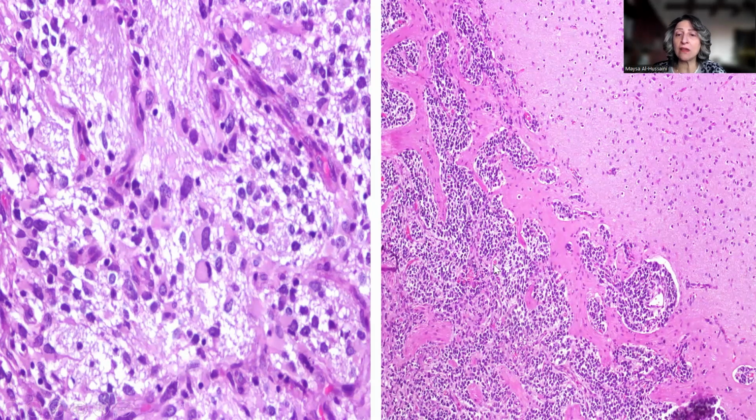component, and this is another area of the embryonal component, and this is just to show you the sharp contrast with the normal brain. So the tumor is usually well circumscribed, does not infiltrate the adjacent brain tissue, with a sharp edge between the tumor and the normal brain.